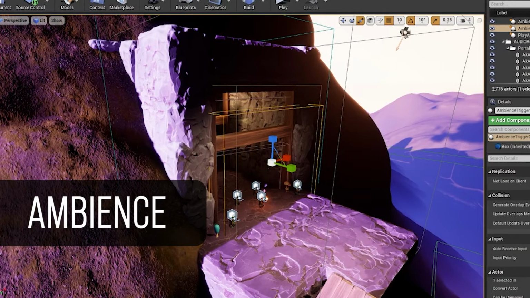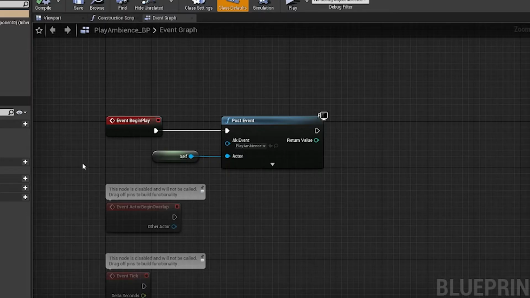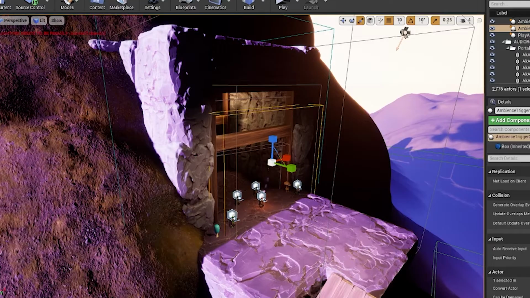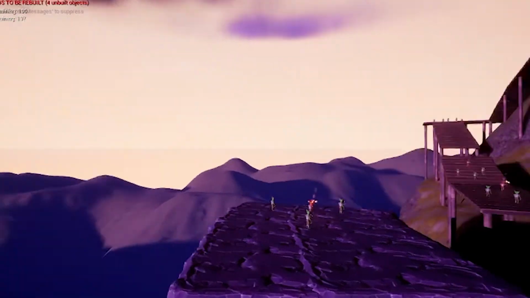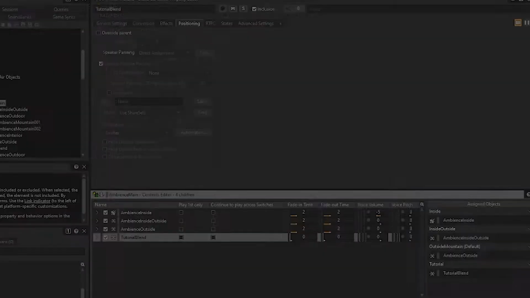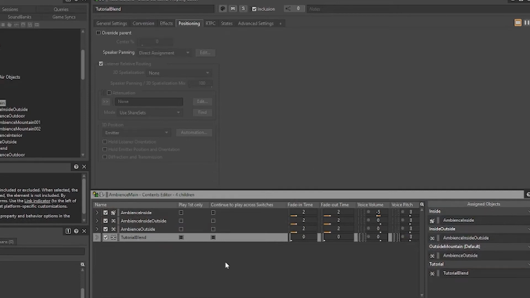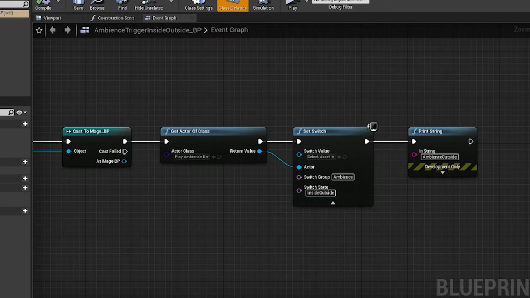Ambience was handled using collision boxes placed throughout the world. One event, Play Ambience, was triggered just once as the game began. As the player traverses the mountain and enters caves, different switch states attached to the event are triggered, fading different ambience mixes in. You can see these different ambiences attached to switch states in Wwise here. For example, when the player goes from outside into this first inner room, the ambient switch state is changed from outside mountain to inside outside, as seen here in this blueprint.